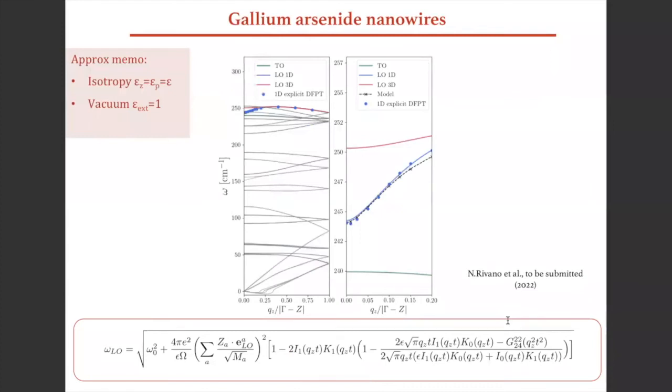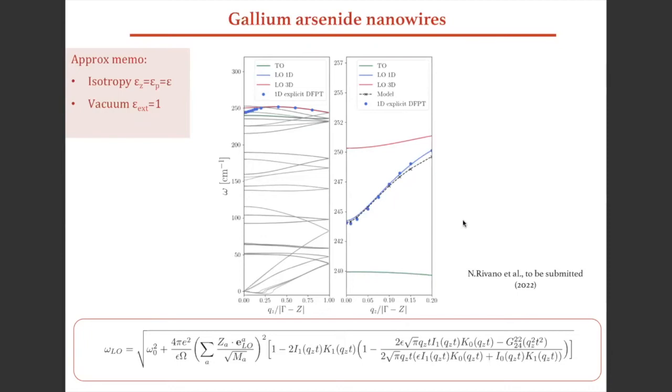So, last case study, gallium arsenide nanowire. This is a really small nanowire, but I just want to show you the same considerations as above. So once again, the effect of a cutoff is to soften the low branch, and is extremely important in the long wavelength limit. Once again, our results from the analytical model are on top of DFPT, and there is still a mechanical splitting between the LO and TO modes that we identified.